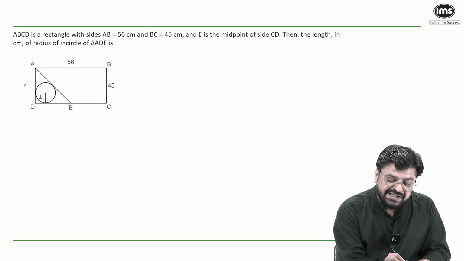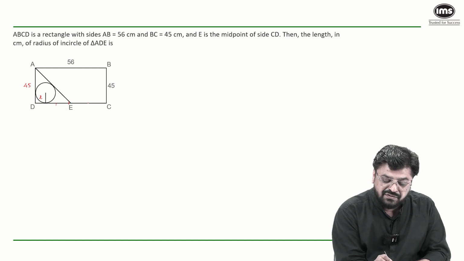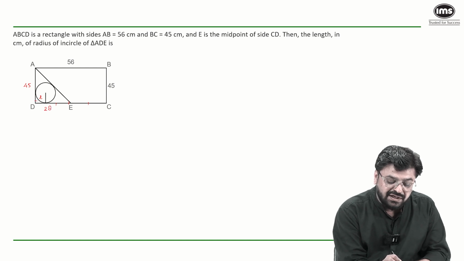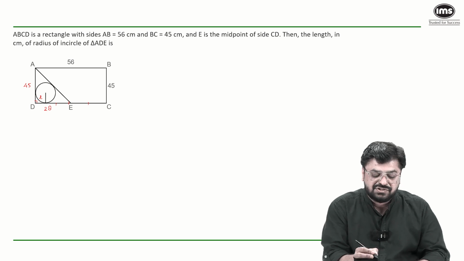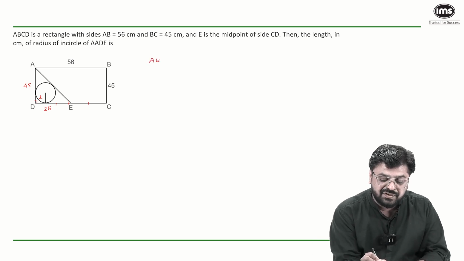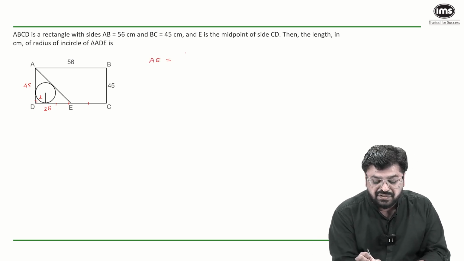So this side is 45. E is the midpoint, which means DE is 28 and angle D is 90 degrees. So ADE is a right angle triangle. So if you want to calculate AE, it will be under root 45 square plus 28 square.